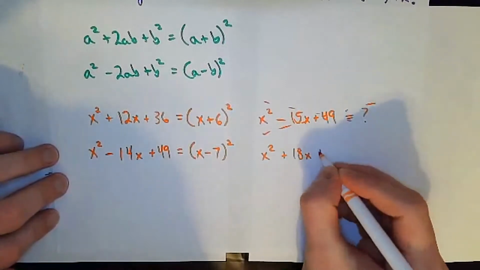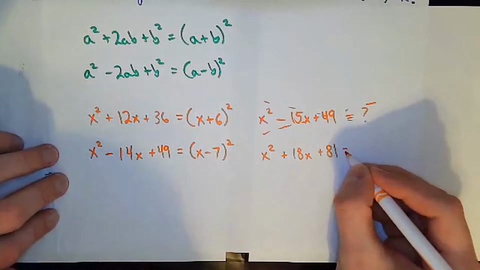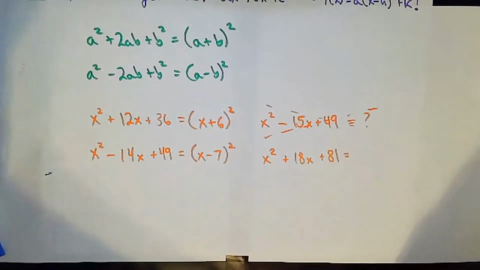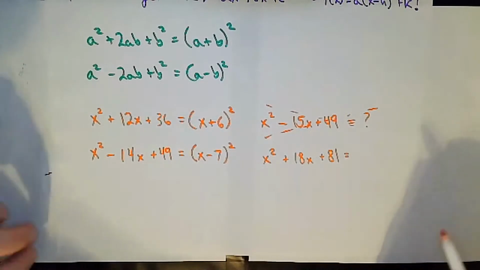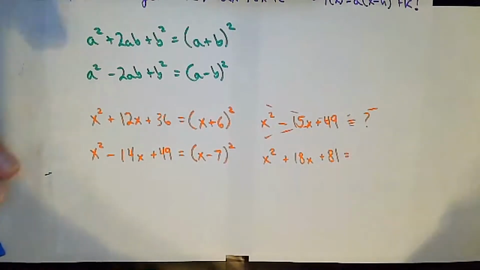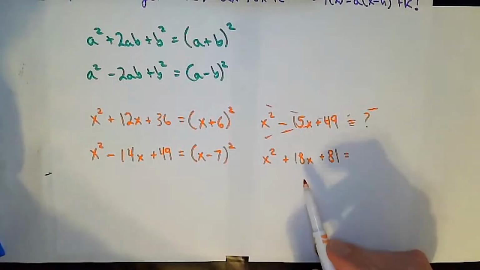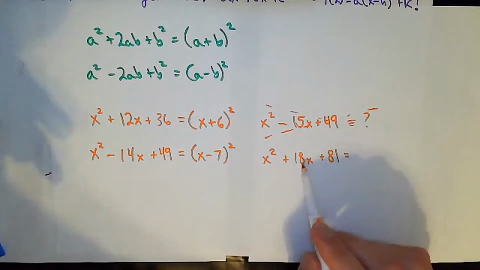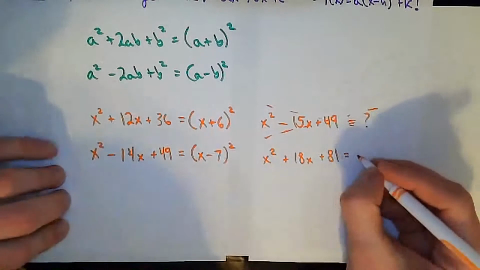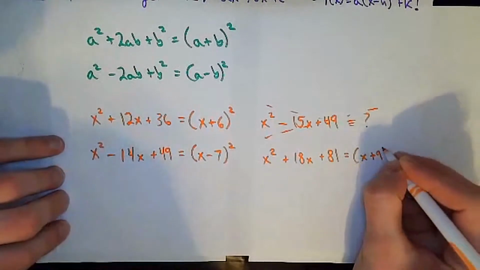Here's another one, x squared plus 18x plus 81. So hopefully you see that the two outer terms are perfect squares. And then you're thinking of a 9 because the square root of 81 is 9. And then you're thinking, okay, if I double 9, do I get 18? Yes. So this one is good. This is x plus 9 all squared.